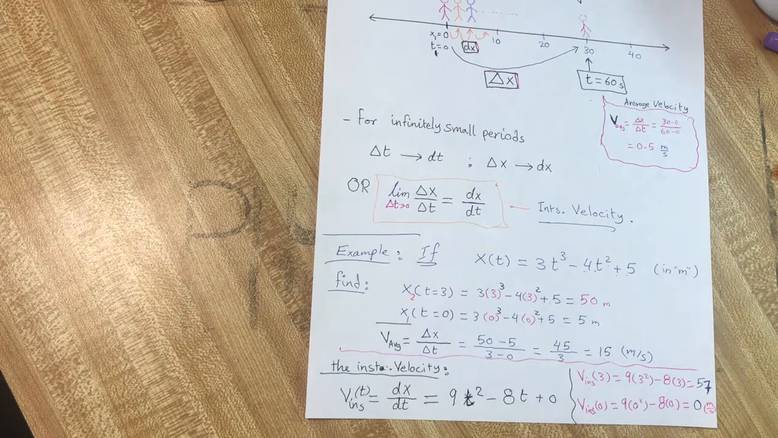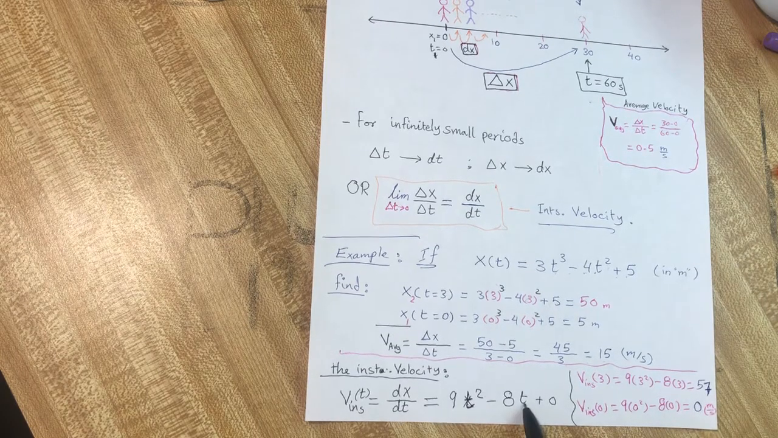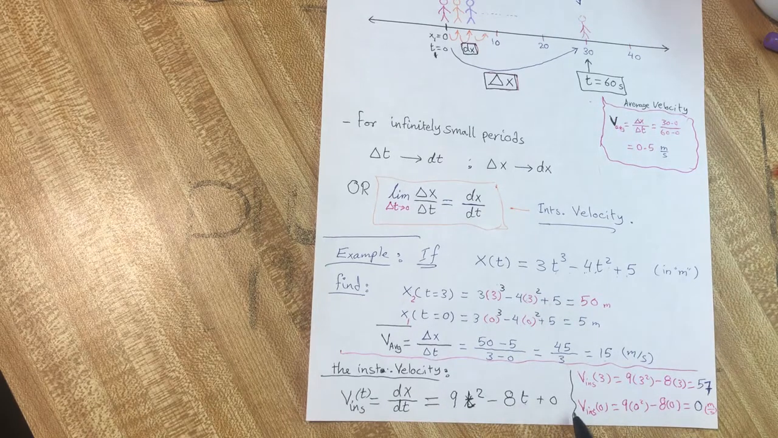What is the instantaneous velocity at t equal to 0? I put 0, and it will be 0. What is the instantaneous velocity at t equal to 1? Put 1: 1 squared is 1, so this will be 9 minus 8, which is 1, the instantaneous velocity. And so on.